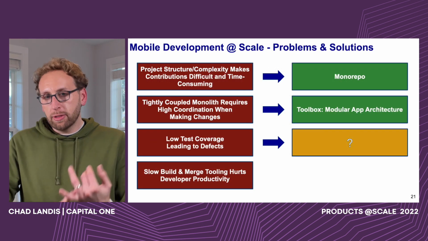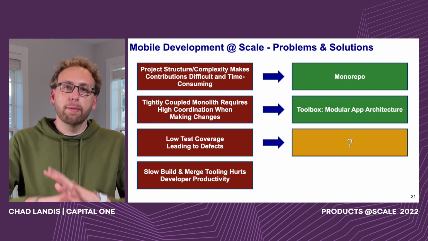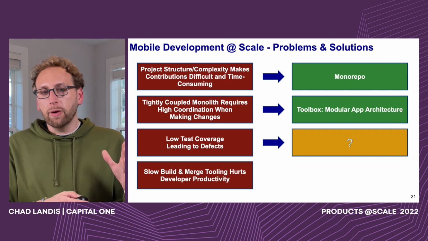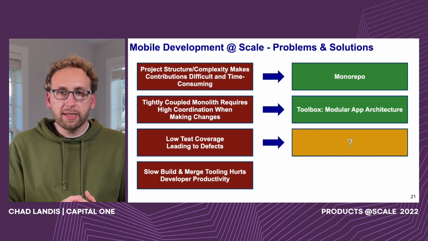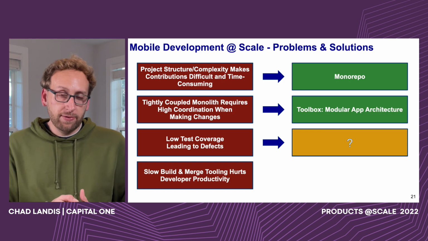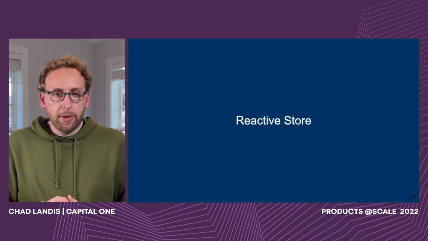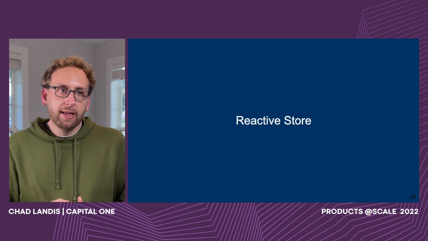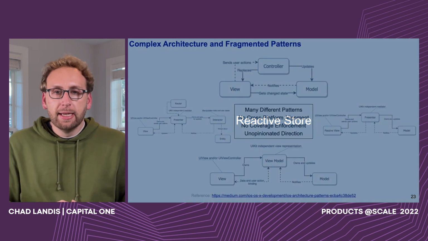So we talked about code storage, and we talked about the macro level architecture of how we structure and break down the application. But we haven't really solved for that low test coverage challenge yet. The building block there is a specific architecture pattern that we call reactive store. We noticed that we didn't have great test coverage. Why is that? Oftentimes, poor or lack of clear architecture is the reason for that.